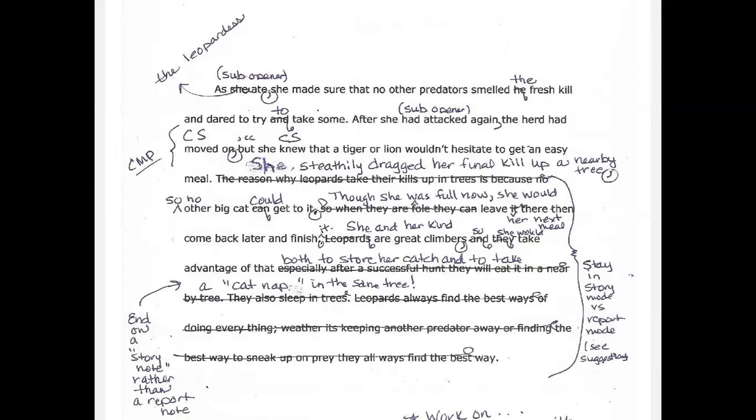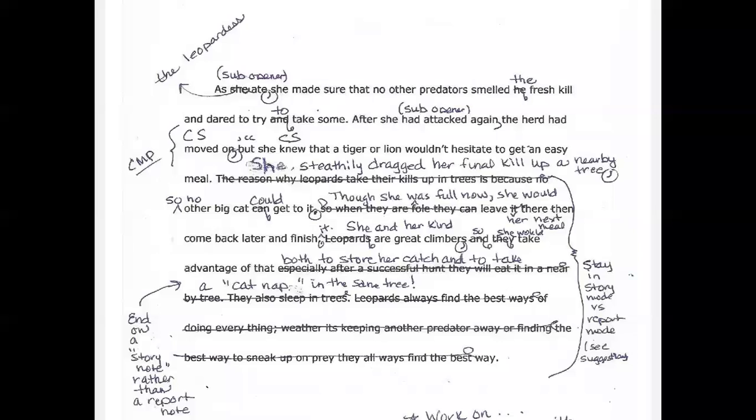So she went from, after she had attacked again, subopener, the herd had moved on, that compound sentence, but she knew that a tiger or lion wouldn't hesitate to get an easy meal. And then she moved into research mode. The reason why leopards take their kills up in the trees is because no other big cat could get to it. So when they are full, they can leave it there and come back later. And leopards are great climbers and so on and so forth.